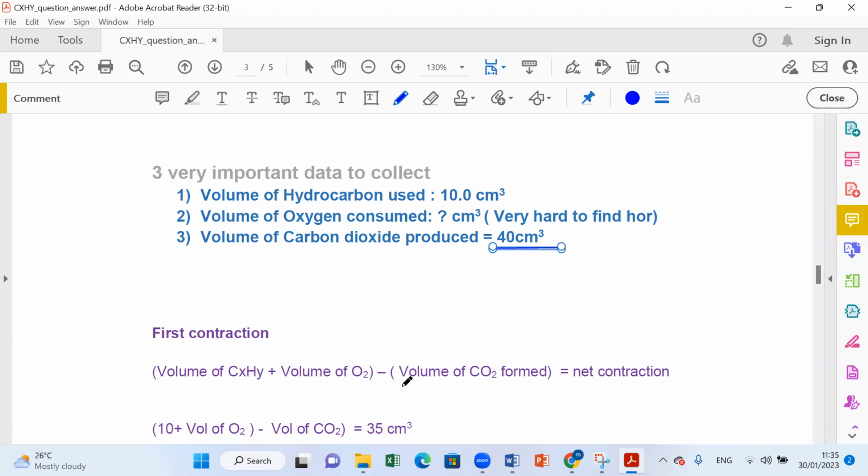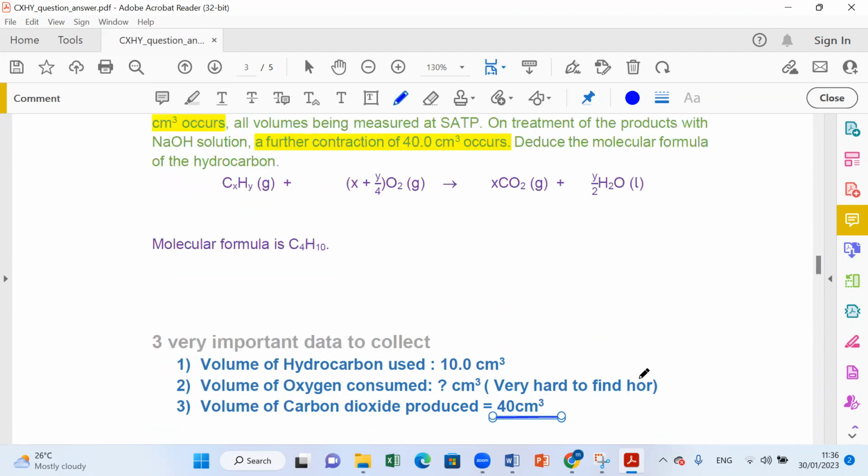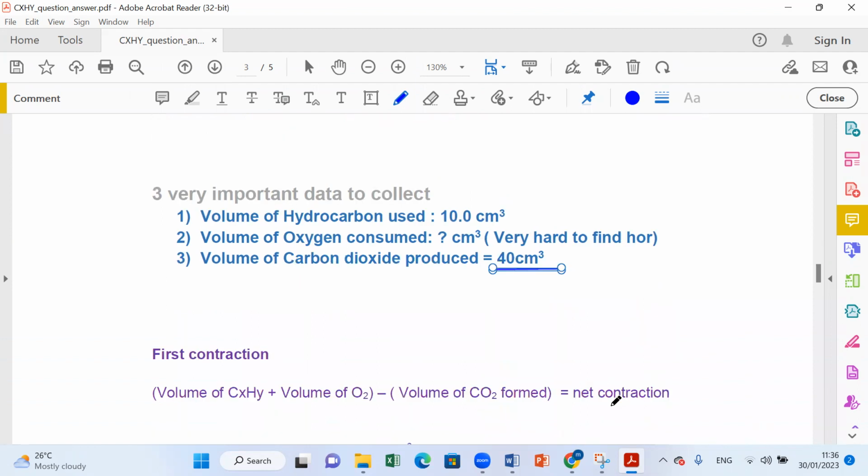Okay, but you must understand that at the same time, something got produced, or it produces your carbon dioxide. So the net contraction must be volume of CxHy plus volume of oxygen, these two contract, minus away the production of carbon dioxide. So that gives you your first contraction. It's like profit and loss, right? You lose something and you produce something, so there's a net loss. The net loss in this case is something that they mentioned, 35. Okay, so the net loss is 35.